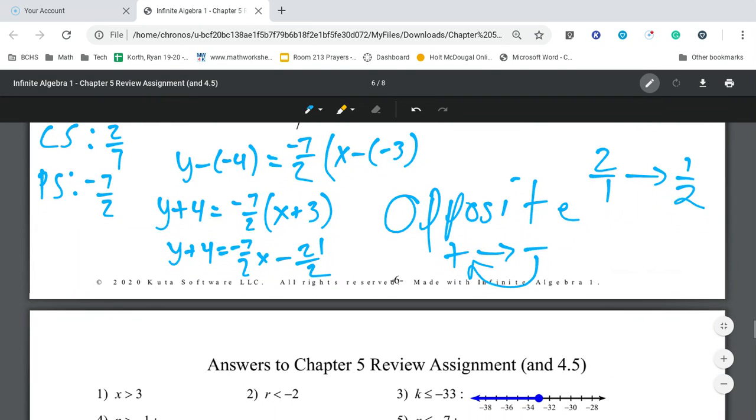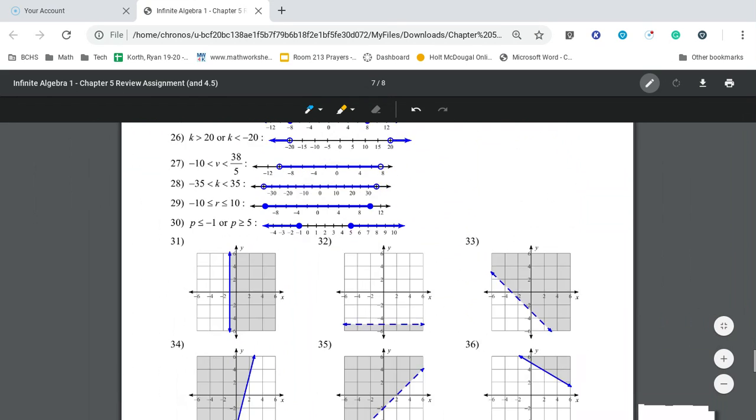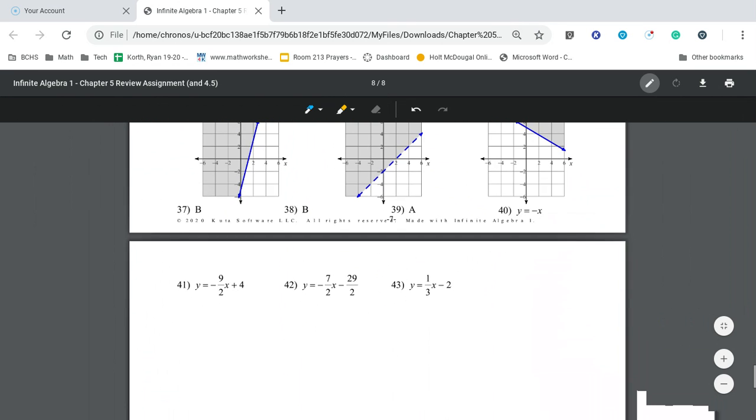Subtract 4 on both sides. Y equals negative 7 over 2 x minus 29 over 2. Okay, negative 21 over 2 minus 4, which is the same as 8 over 2, so that's 29 over 2. Let's see how they gave their answer down here. Yeah, they did 29 over 2 as well. Fractions are fun.